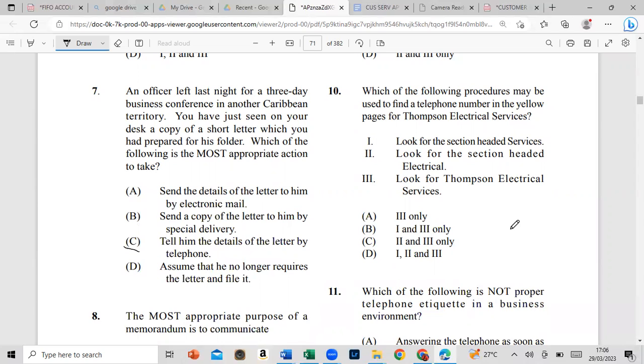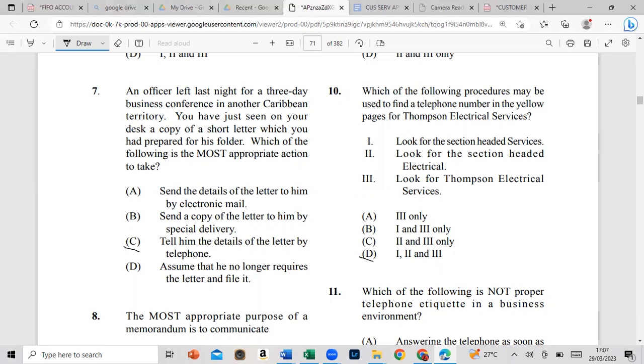Is it A, 1 only, B, 1 and 2 only, C, 2 and 3 only, or D, 1, 2 and 3 only? What say you? And that would be D, all 3.